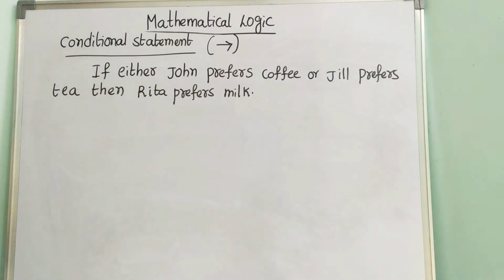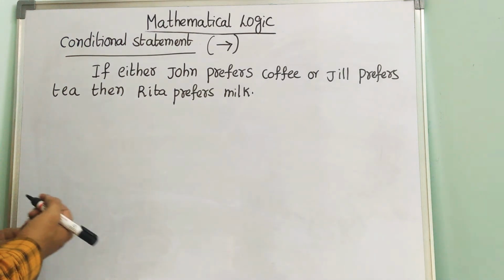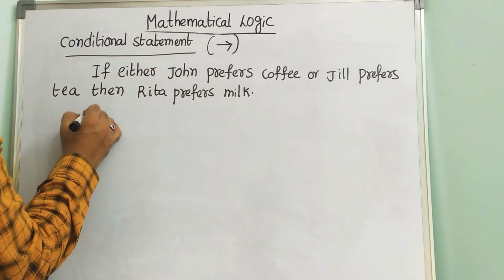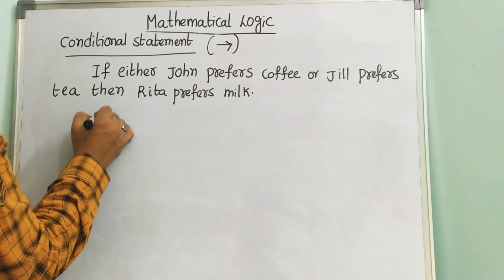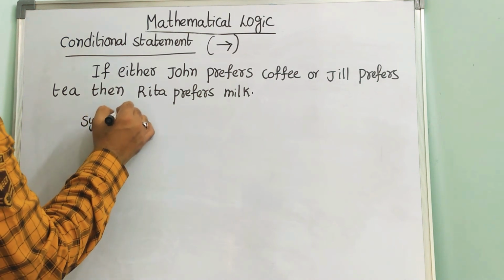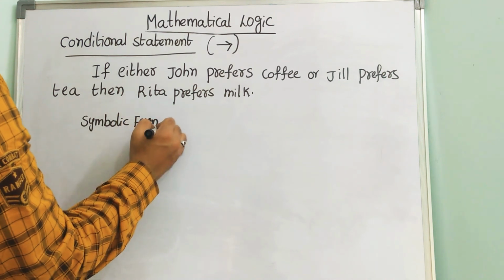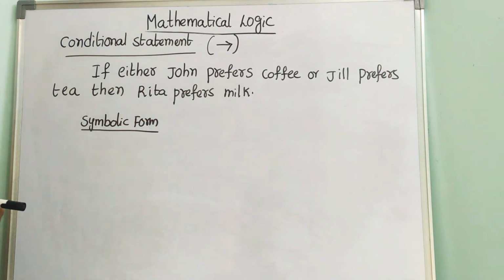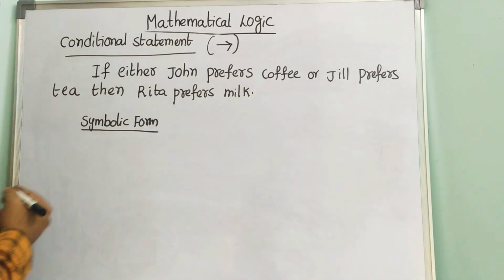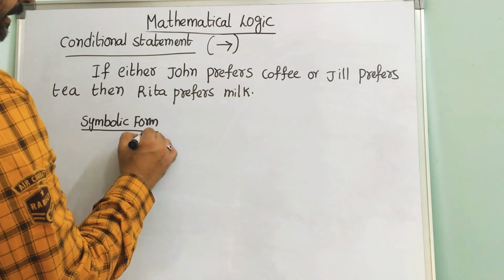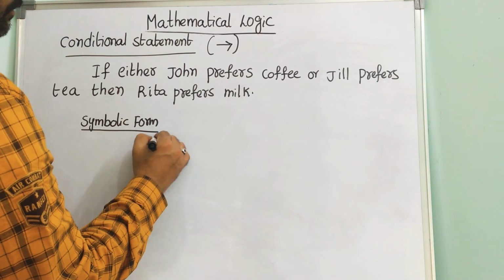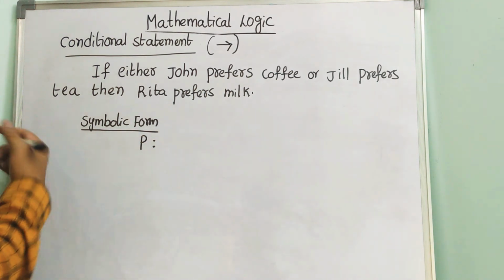Okay, so this is the given English statement. We need to write this statement in symbolic form. Okay, so we have to convert this into symbolic form. In order to convert this into symbolic form, we have to consider statement notation, into symbols.